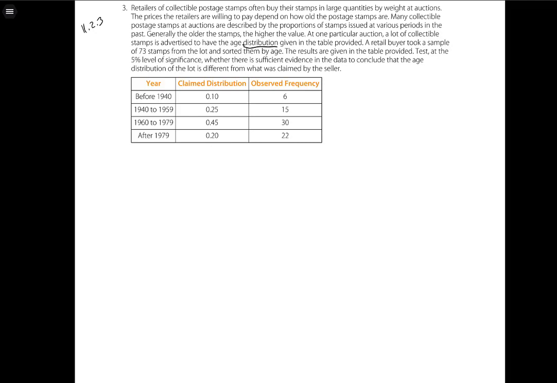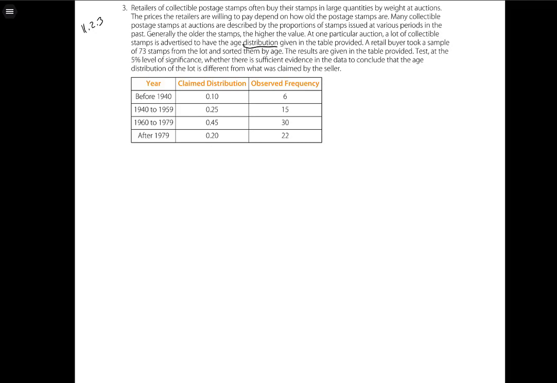Test at the 5% level of significance whether there is sufficient evidence in the data to conclude that the age distribution of the lot is different from what was claimed by the seller. So we want to do a goodness of fit of the data from the observations to see how that matches with the probability distribution. So we'll be doing a goodness of fit test to a discrete probability distribution, which is what section 2 of chapter 11 is all about. So that's where we're headed.